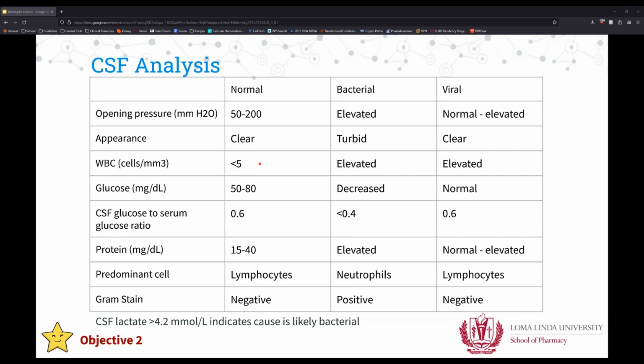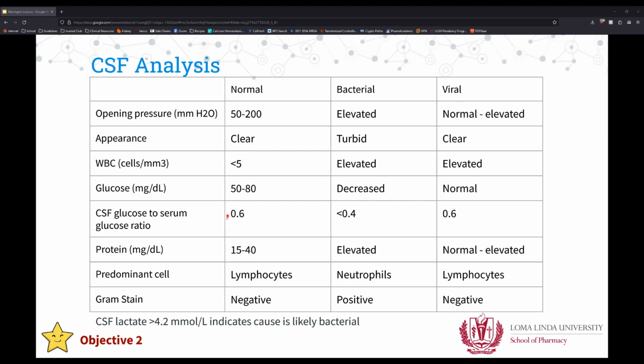And then for our white blood cells, this is typically very low, less than 5. However, in bacterial cases, this is going to be elevated, as well as viral cases. And then our glucose, this is going to be the CSF glucose. So CSF glucose is going to be 50 to 80, and this is going to be lower in cases of bacteria and within normal for viral cases.